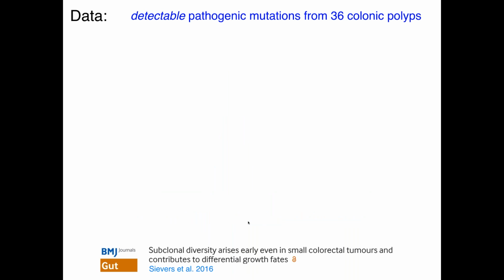intestinal tumors. Now, here the data aren't outcomes of a tack-throwing experiment, but they're outcomes of looking inside the DNA of polyps that were found during colonoscopy of men in a study. Detectable pathogenic mutations from 36 colon polyps.